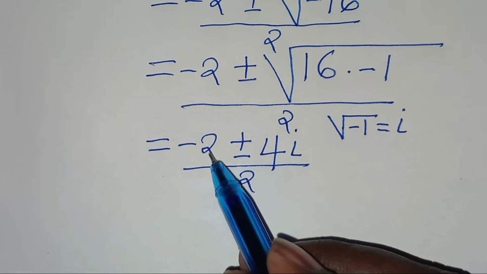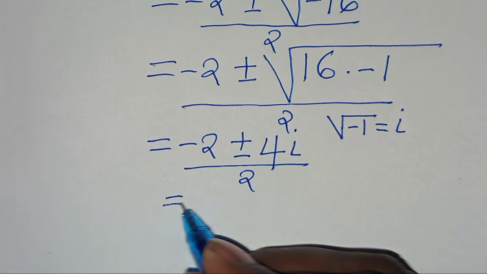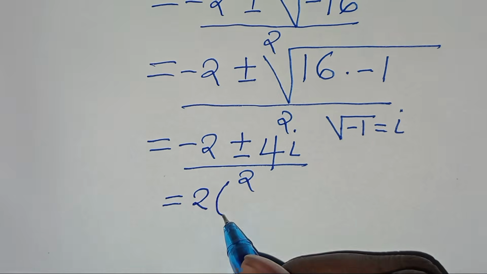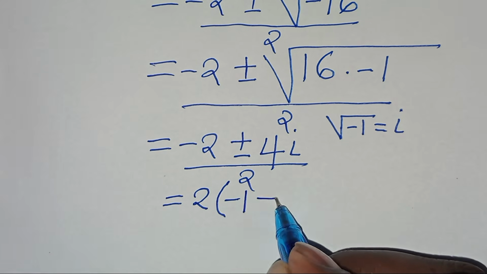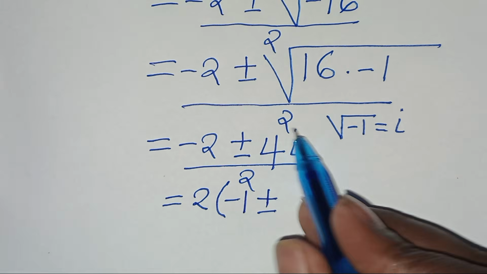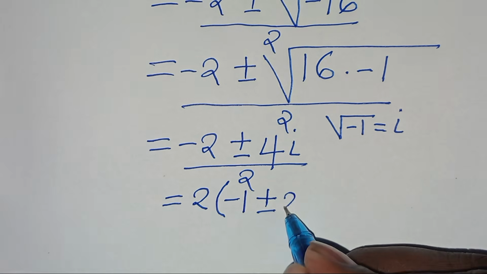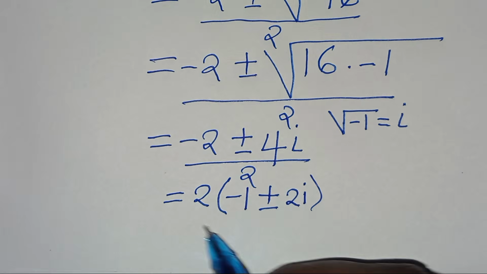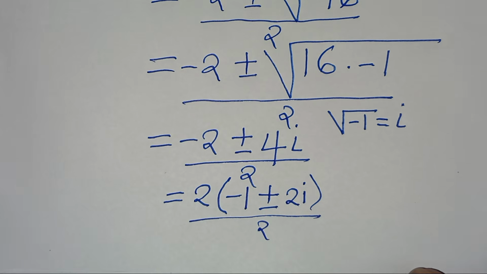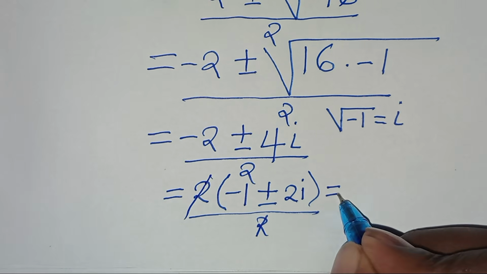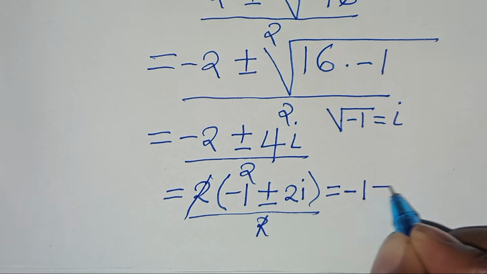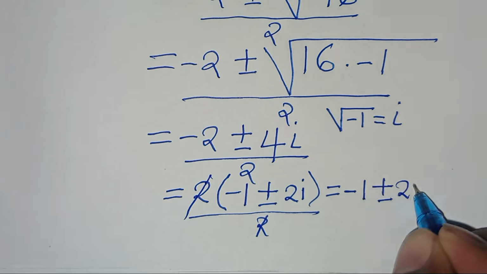The next step is that in the numerator here, we have that 2 is common, so we factor out 2, so that minus 2 divided by 2, this is minus 1, plus or minus 4i divided by 2, this is 2i, then divided by 2. So let's simplify 2 and 2 here, so that we have negative 1 plus or minus 2i.